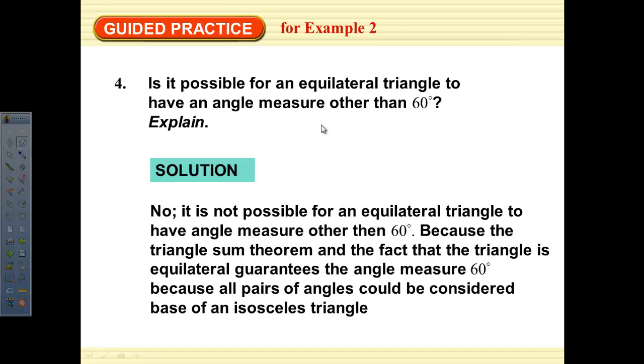So, in other words, what it's saying is all three of the angles are 60 degrees to make it 180.